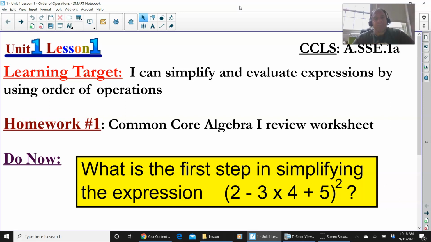So learning target, I already read that. The homework, don't worry about the homework right now. We are going to take care of that usually in person.